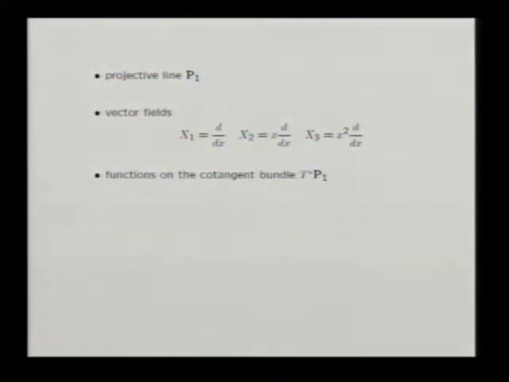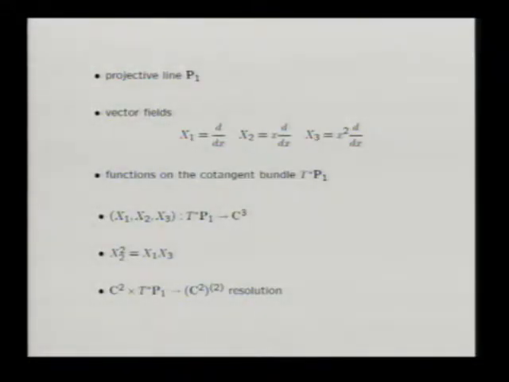On the other hand, a fiber of the cotangent bundle is something in the dual space of the tangent space. So I can evaluate a vector field on a cotangent vector, and I get a function on the cotangent bundle of P1, which is linear in each fiber. So being linear in the fiber, this function vanishes at 0 in each fiber, which is the 0 section. So these three vector fields, I can think of them as three functions on the cotangent bundle.